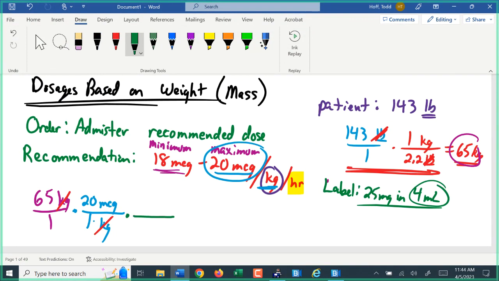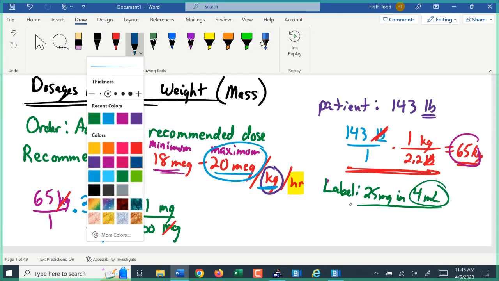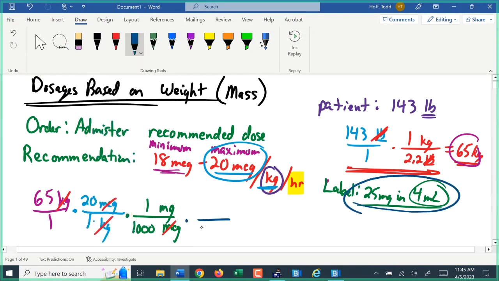So we're going to go ahead and get rid of micrograms and go to milligrams. This is one of those conversions that we just need to know that 1 milligram is 1,000 micrograms. And the micrograms cancel out. So now we're in milligrams. We can go that last step. 25 milligrams goes on bottom so that they cancel out in 4 milliliters. So now the milligrams cancel out. Our only units left is milliliters. That is what we want to administer to our patient.